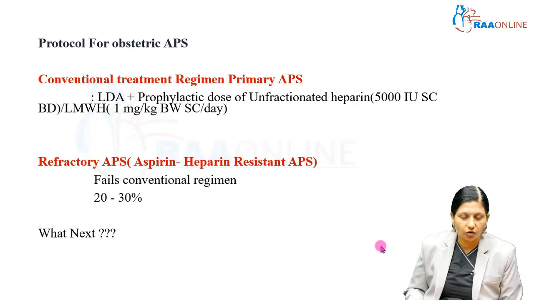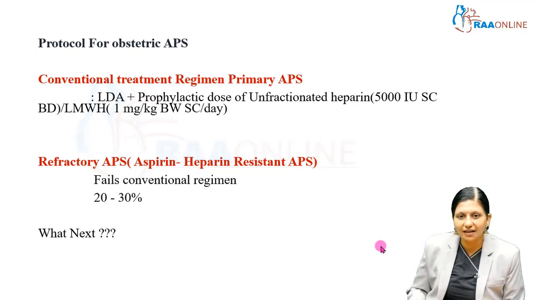So what are the protocols for obstetrical APLA syndrome? We have seen that the conventional treatment regimens for primary APLA syndromes in an obstetrical patient include low dose aspirin, that is 75 mg per day, plus prophylactic dose of unfractionated heparin, that is 5000 international units subcutaneously twice a day, or low molecular weight heparin 1 mg per kg body weight subcutaneously per day. Now there is also something called refractory APLA. We have given these patients aspirin and heparin, but still they have aborted or developed preeclampsia. This refractory APLA syndrome forms 20 to 30% of the cases.